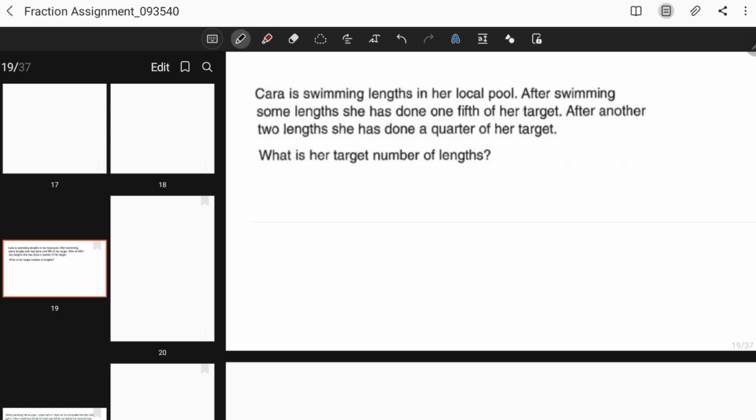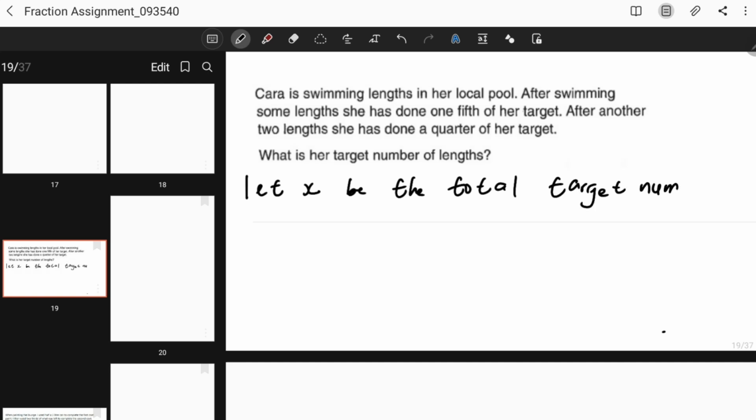So the first thing we're going to do is to define the target number to be an unknown. Call it x, right? So let x represent the total target number of lengths, which is what we're looking for. We usually use x. You can use any alphabet, but let's just use x.